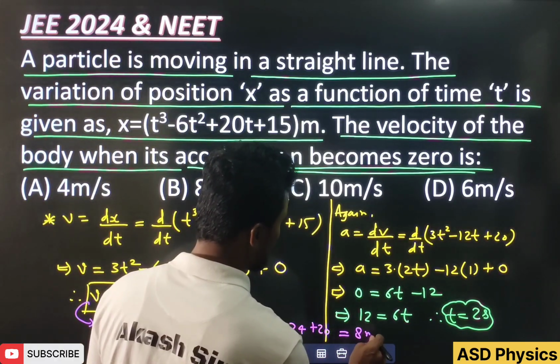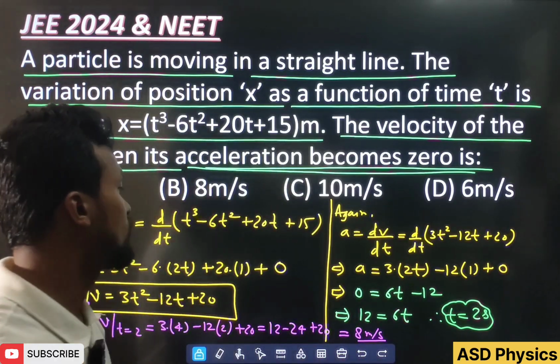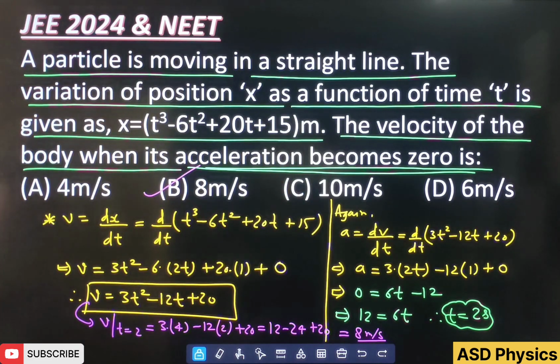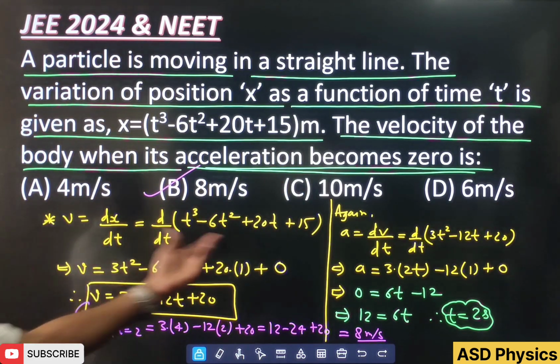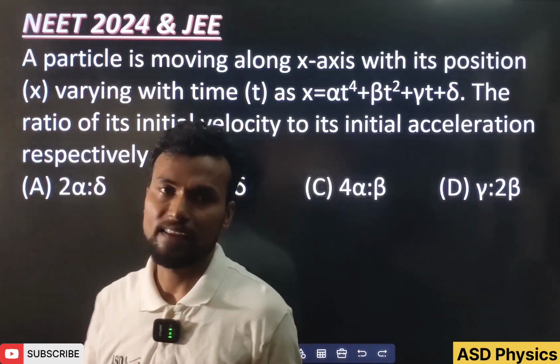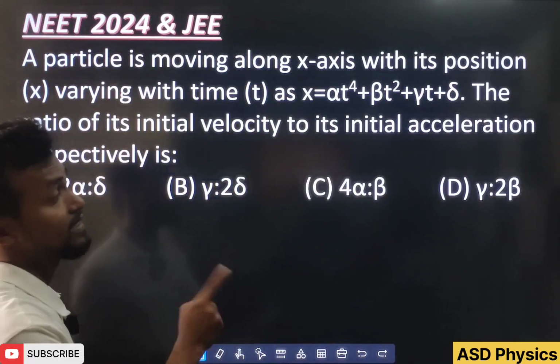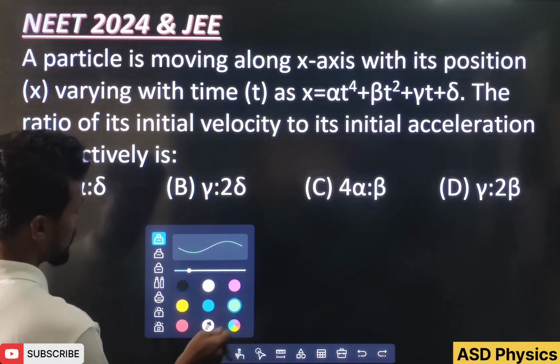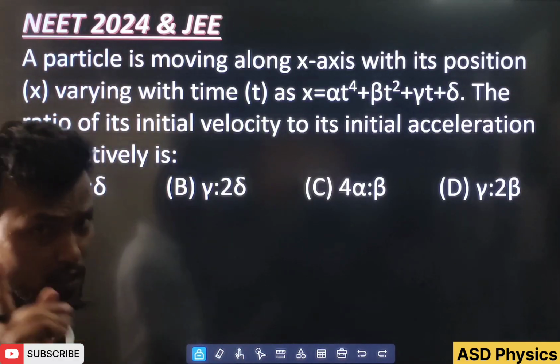How much is this, students? 8 meter per second. So which option is correct here? The correct option is option B. Is it? First we calculated the velocity, then made the acceleration 0, we got the time, and then again we got the velocity at t equal to 2 seconds. Now students, you can see very well, this question was asked in the NEET 2024 exam.